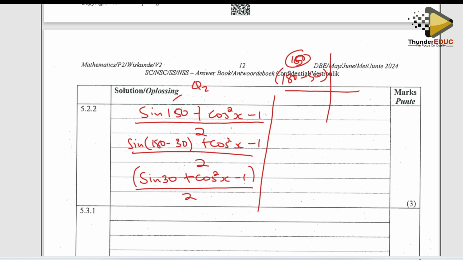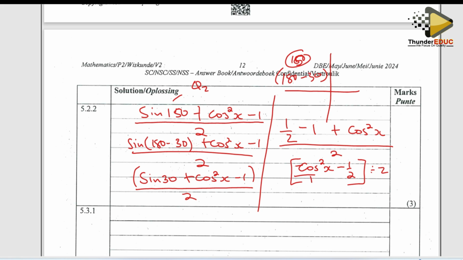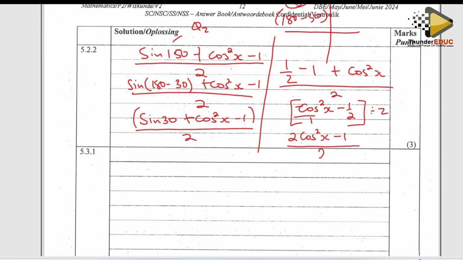But from our special angles, we know that the sine of 30 is a half. Now I'm getting a half minus 1 plus the cos squared of x, divided by 2. So a half minus 1 gives me negative half. And then negative a half, I'll say cos squared x minus a half. Everything is divided by 2. My fractions, I'm going to have 2 cos squared x minus 1 over 2, because the denominator is 2. Okay, and then I'm multiplying this by 1 over 2, because this division will be multiplication.